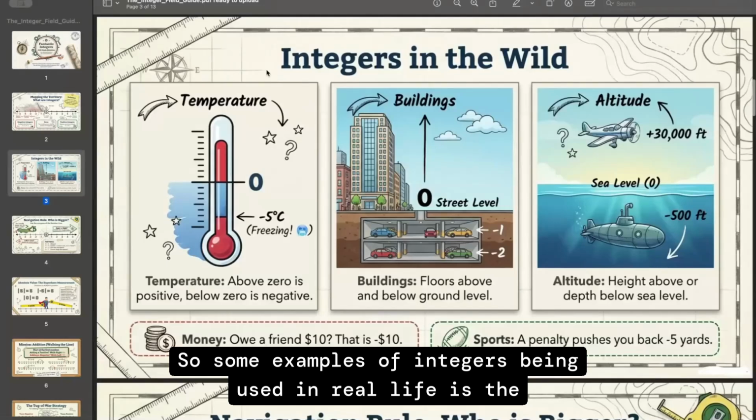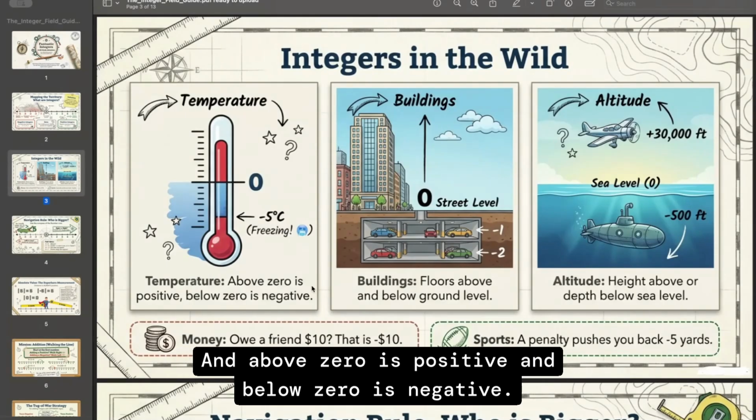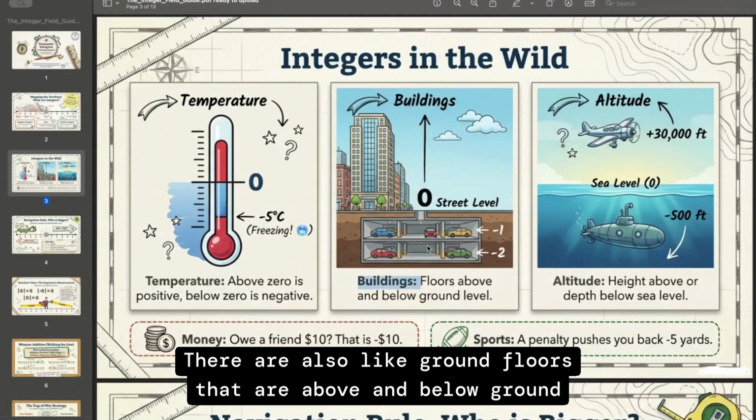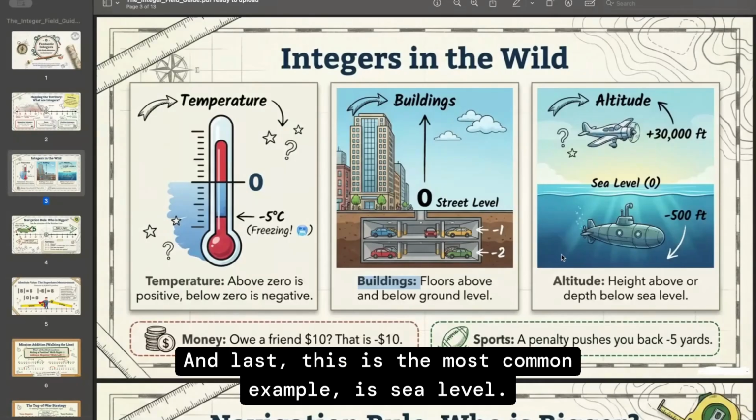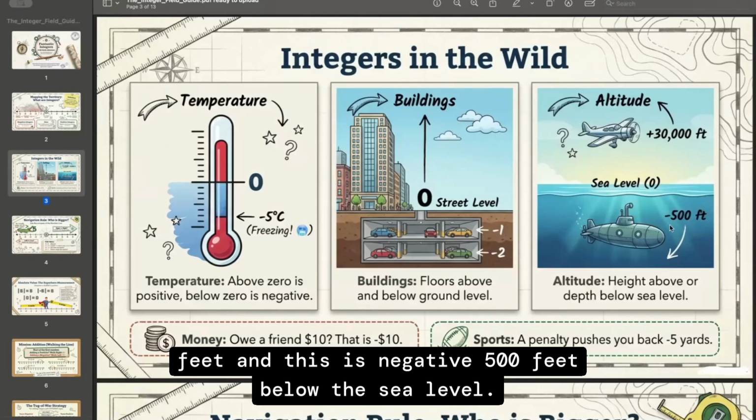So some examples of integers being used in real life is the temperature. For example, we have -5 degrees Celsius, which means it's freezing cold. Above 0 is positive and below 0 is negative. For example, we also have buildings, where there are ground floors that are above and below ground level. And last, the most common example, is sea level. The sea level in this case is 0, and the altitude is above 0, which is 30,000 feet, and this is -500 feet below the sea level.